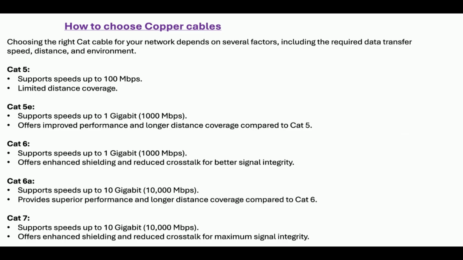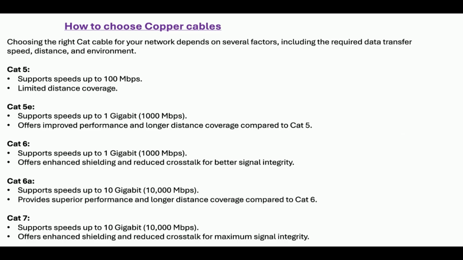How to choose copper cables. Choosing the right UTP cable for your network depends on several factors, including the required data transfer speed, distance, and environment. Cat5 supports speeds up to 100 megabits per second. Limited distance coverage. Cat5e supports speeds up to 1 gigabit, 1000 megabits per second. Offers improved performance and longer distance coverage compared to Cat5.